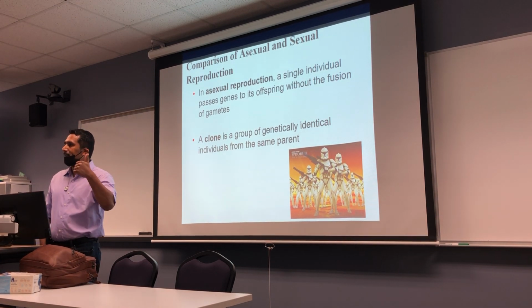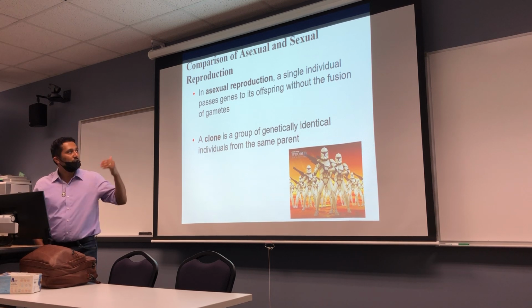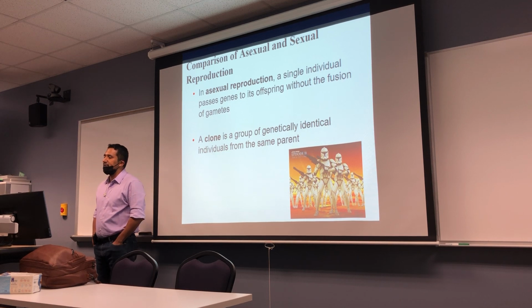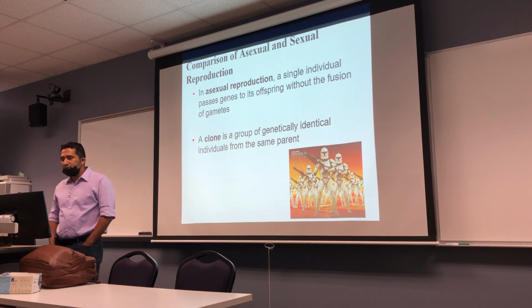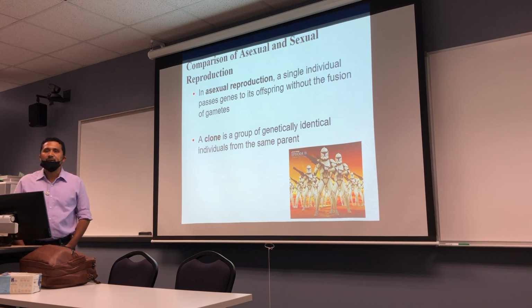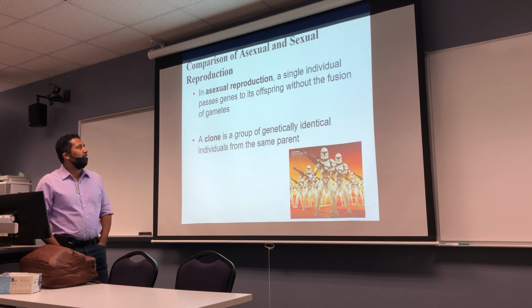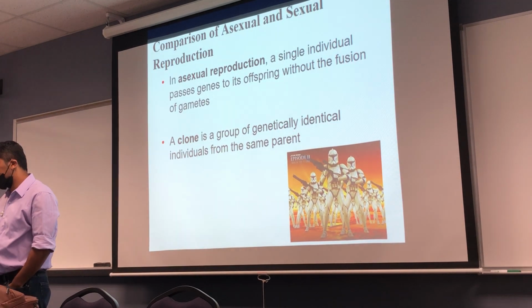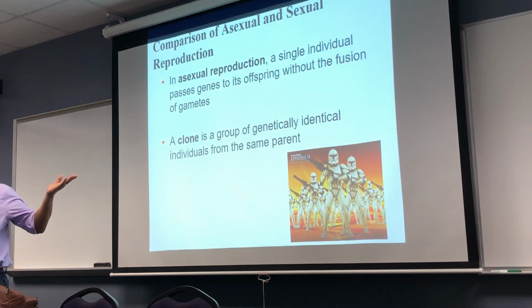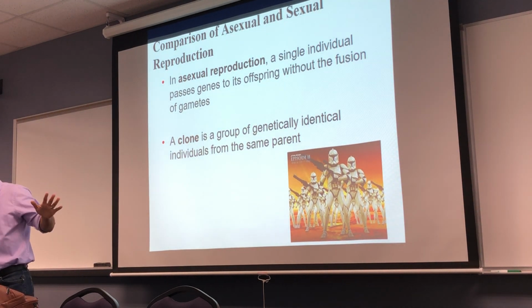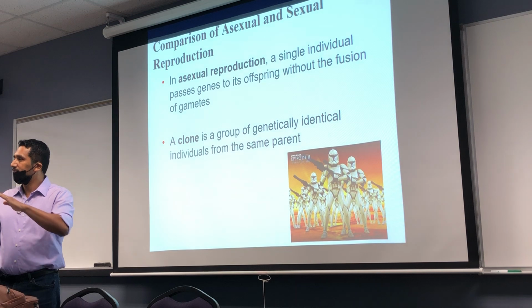It is genetically identical. Right? So asexual reproduction, a single individual or single-cell organism passes those genes to the offspring without the fusion of any gametes. So there are no gametes such as sperm or egg cells, and no meiosis takes place in asexual reproduction. So asexual reproduction is just basic mitosis.